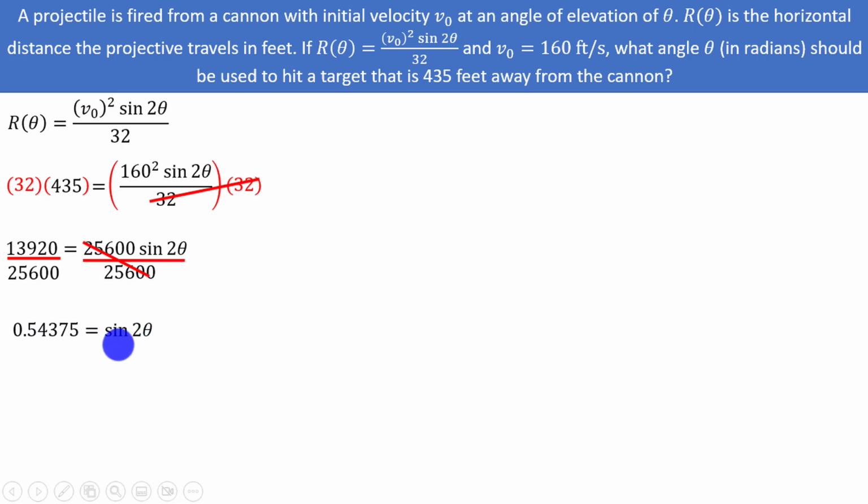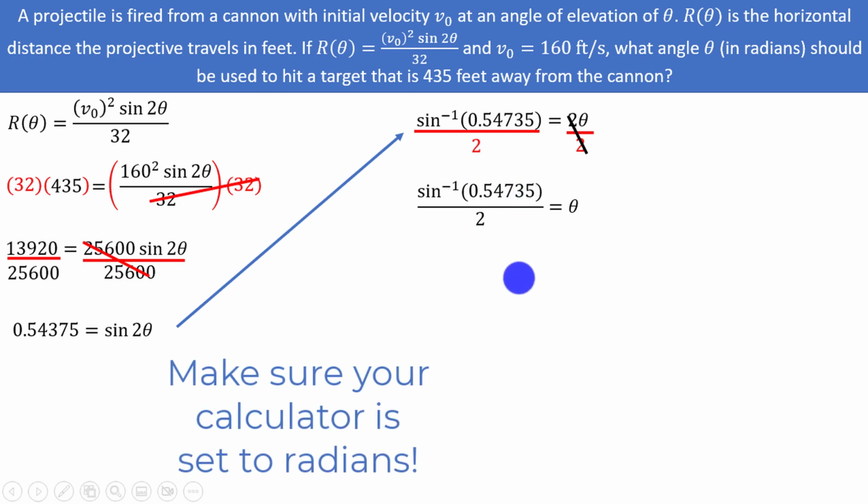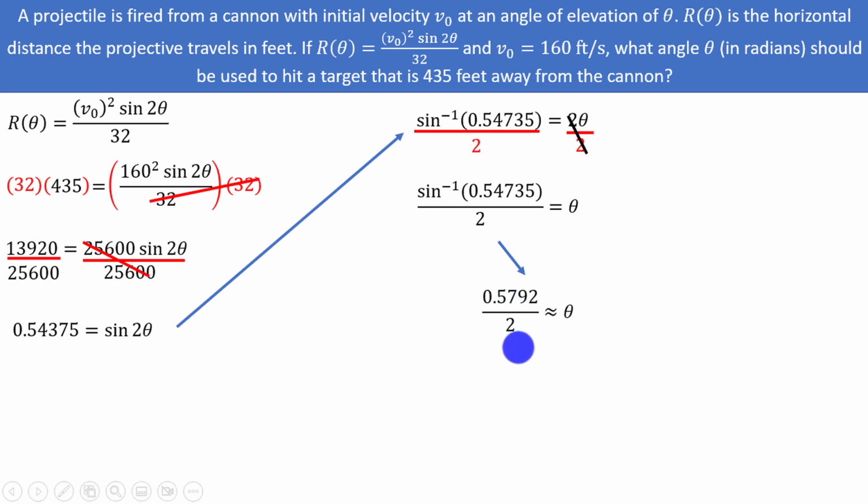The way that we solve for an angle in a sine function is to take the inverse sine of both sides. On the left-hand side, we have the inverse sine of 0.54735, and on the right-hand side, we have 2 theta. Let's divide both sides by 2. We have the inverse sine of 0.54735 divided by 2 is equal to theta. If we plug the inverse sine of 0.54735 into our calculator, we will get approximately 0.5792. So theta is approximately equal to 0.5792 divided by 2. If we divide by 2, we get that theta is approximately 0.29 radians, if we round to the nearest hundredth.